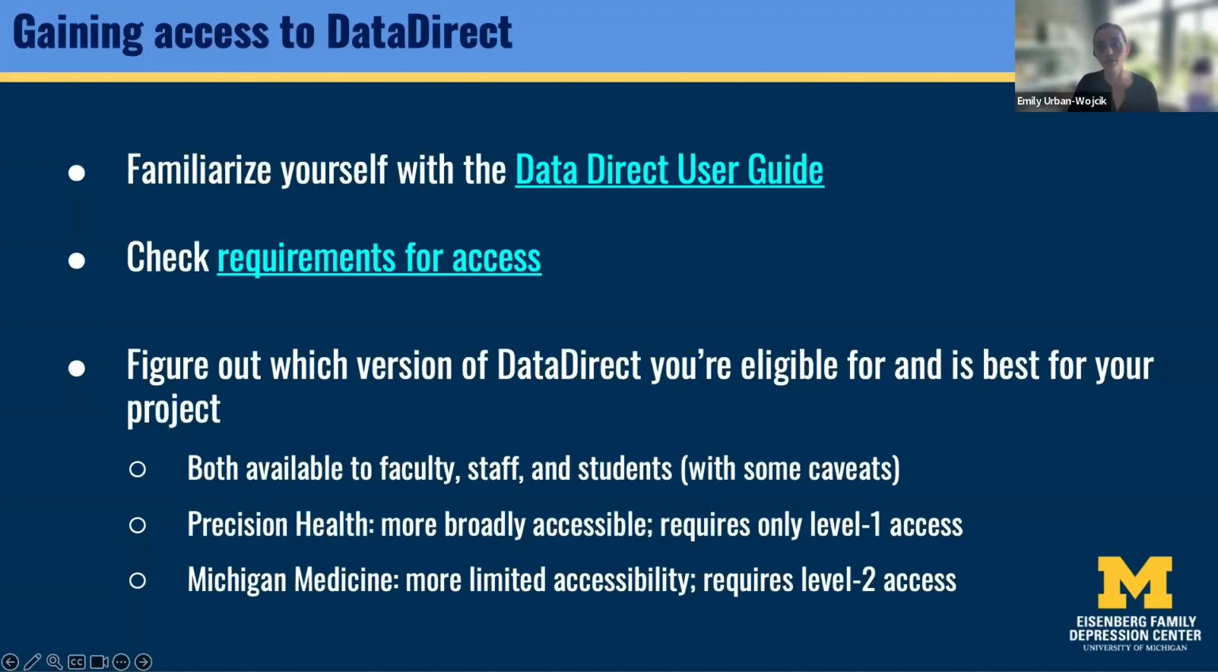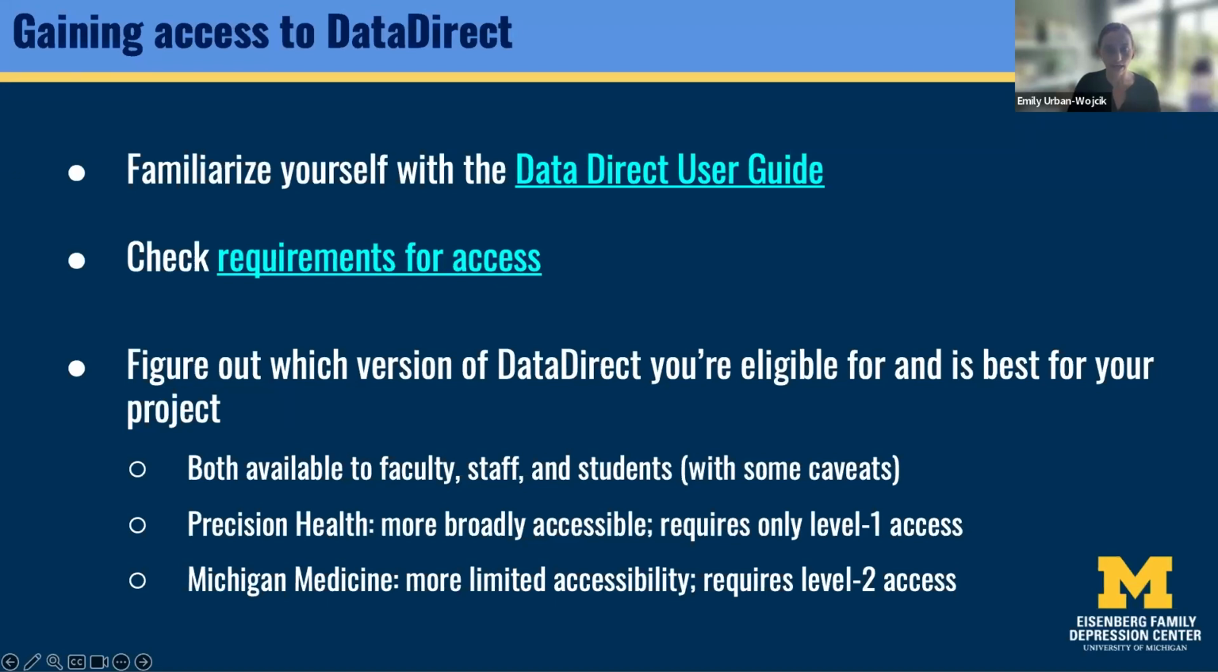Part of that is deciding which version of DataDirect is best for your project. One thing people may not realize is that there's actually two versions of DataDirect. There's the Precision Health hosted version and the Michigan Medicine hosted version. They're both based on the same data, but the Precision Health version contains de-identified data and it's meant to be more broadly accessible. I'll go into some differences about the data itself to help you decide which of the two you want to use. But as a result of these differences, each has slightly different requirements for accessing.